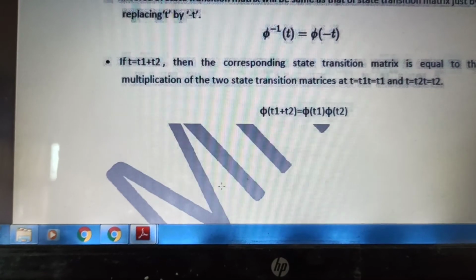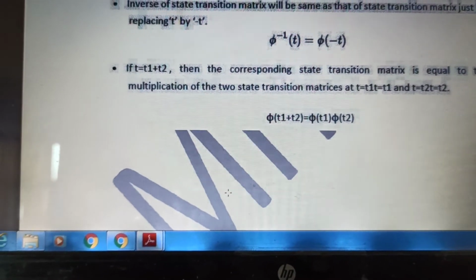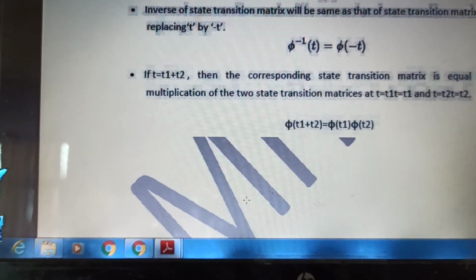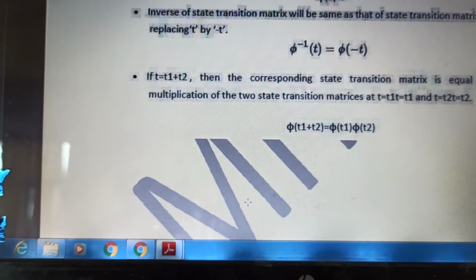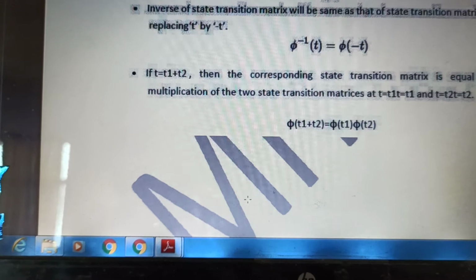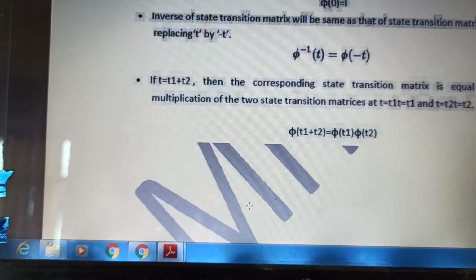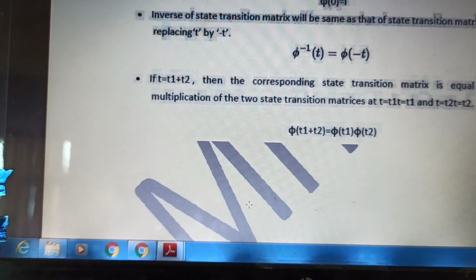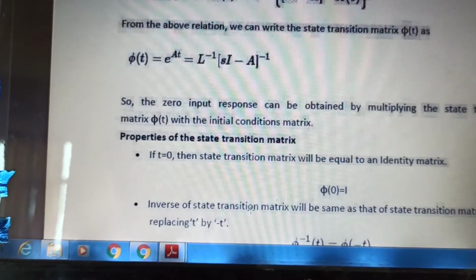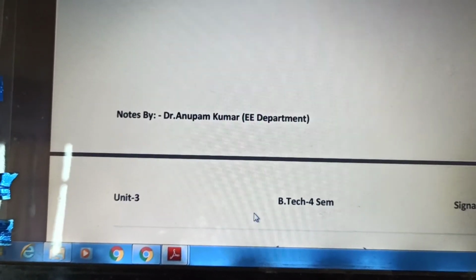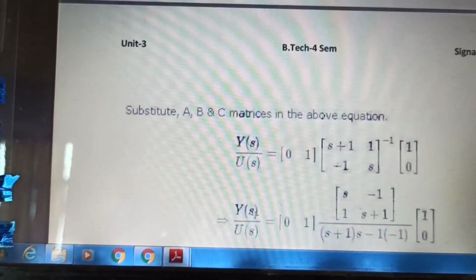Now moving on to the next property. It is very simple, that if you take e raised to the power At and t replaced by t1 plus t2, then obviously it will become e^(At1) and e^(At2), both multiplied. That is phi of (t1 plus t2) is nothing but phi(t1) into phi(t2). After that, the properties are discussed. Then let's go to a problem. The problem is very simple.